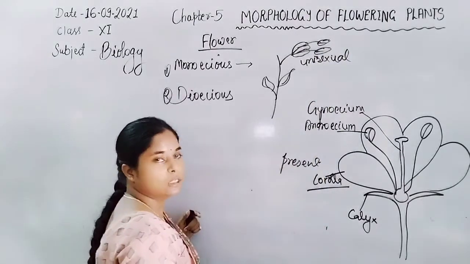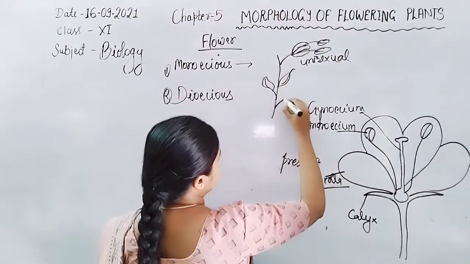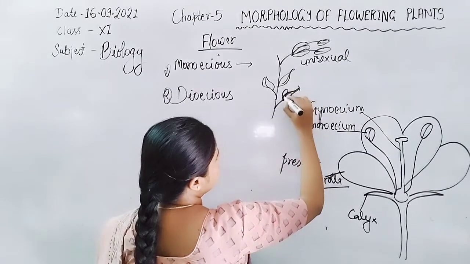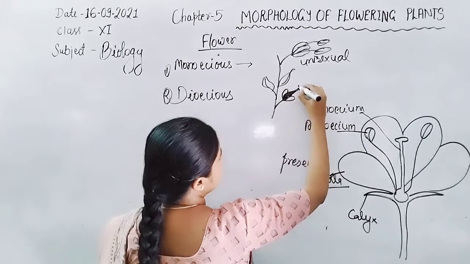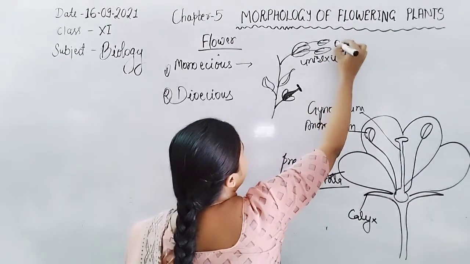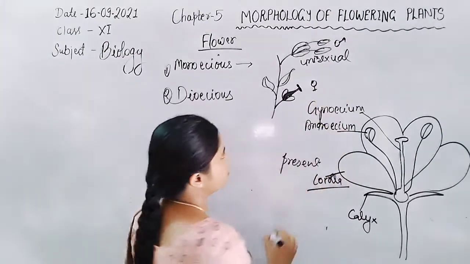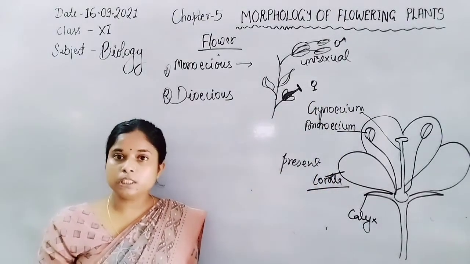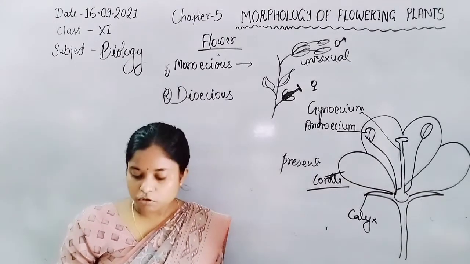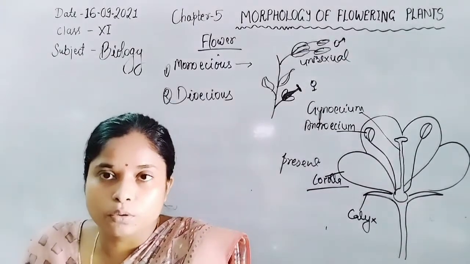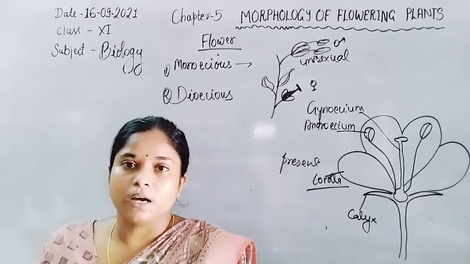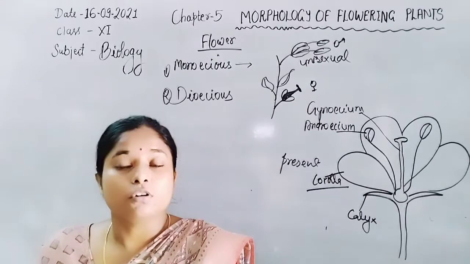androecium in one flower, and here is the second flower, which shows gynoecium. Here is the male flower and this one represents the female flower. Both flowers are unisexual but present on the same plant, so such a type of plant is known as monoecious, because a single plant shows male and female reproductive organs present on the same body.